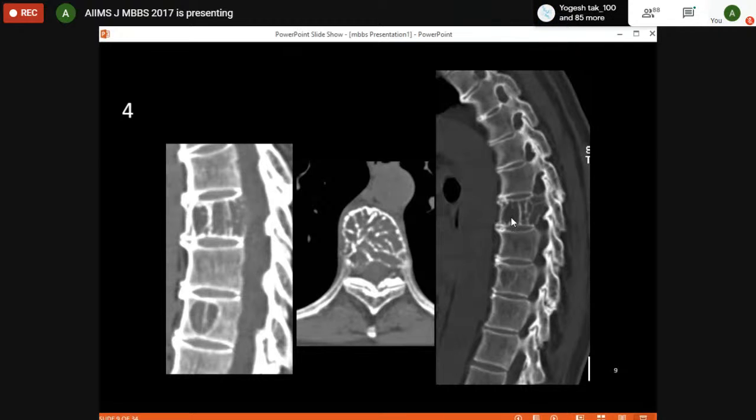Polka dot is another word which is used for it when we see it in axial section. Okay, when you see a sagittal or a coronal section, you will call it jail bar appearance or Corduroy cloth appearance. And when the same thing is seen in an axial section, it is known as polka dot appearance.